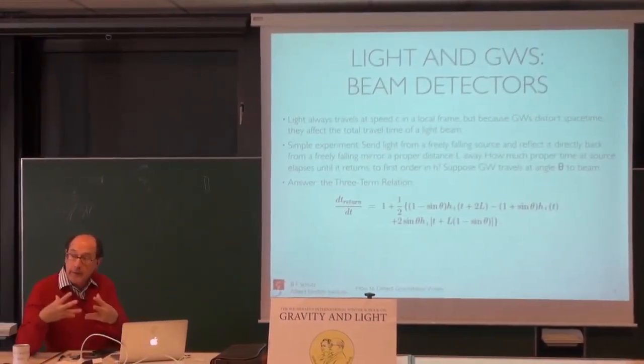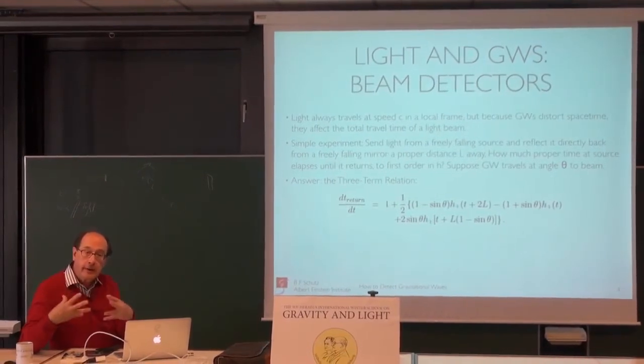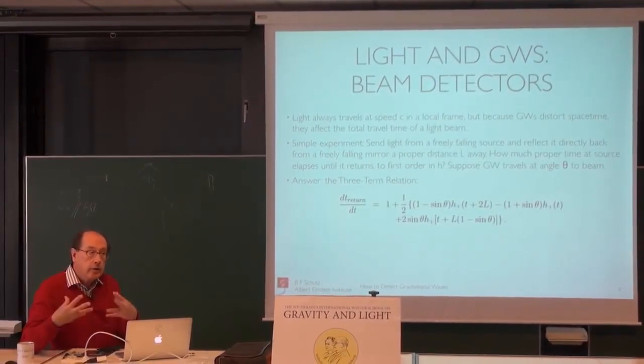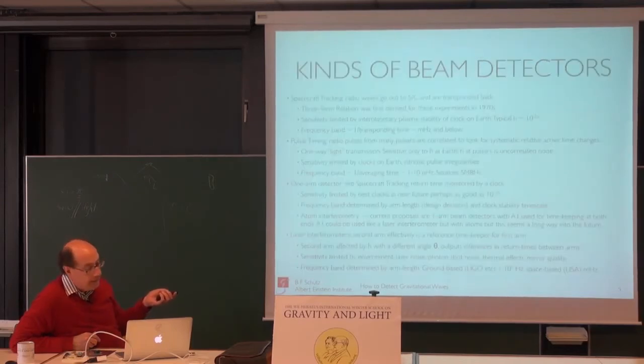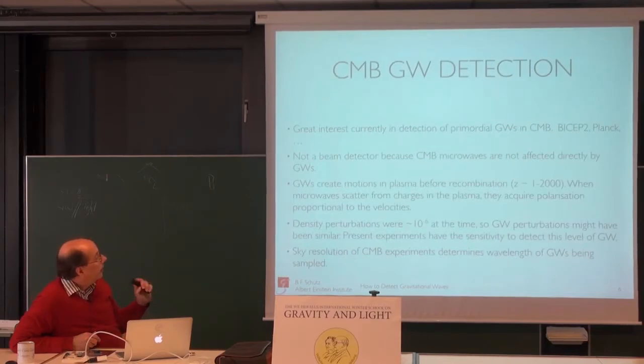And with LISA, we're in that regime. LISA's arm lengths of millions of kilometers are longer than some of the wavelengths, or comparable to some of the wavelengths. And that has some effect on LISA sensitivity and so on at the higher frequency end. So that's just something I wanted to point out, that this thing gets simpler if I go to the short arm limit. And that is appropriate for ground-based detection.